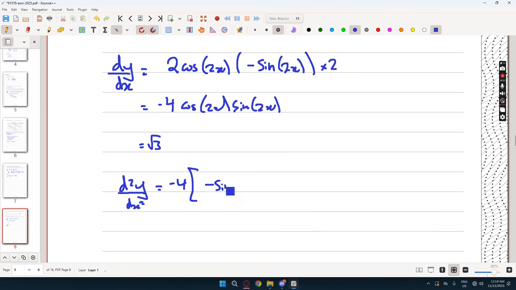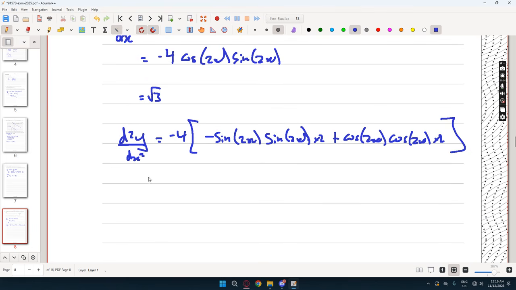Differentiate the first function, we get minus sine 2x times sine 2x times 2, plus keep this the same, multiply by the derivative of that, which is cosine 2x times 2. Right, at pi on 3, that's minus 4 lots of minus sine of 2 pi on 3 squared times 2 plus cosine 2 pi on 3 squared times 2.